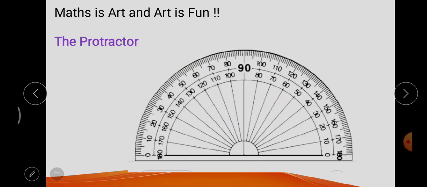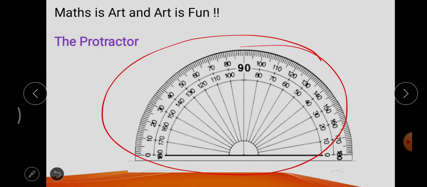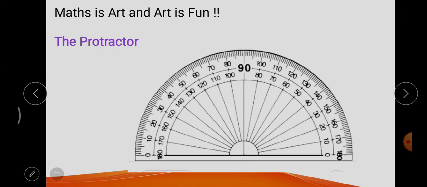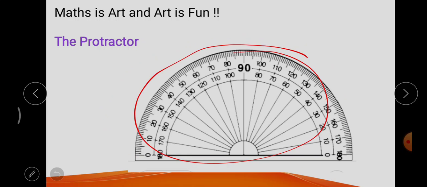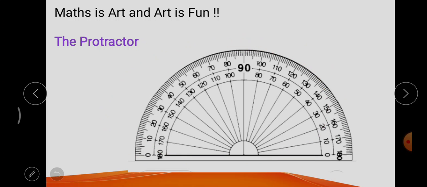Now first of all, let's learn what a protractor is. Now you know this tool very well, you are familiar, right? Because you have a geometry box. So this tool is a protractor. It is an instrument used to measure a given angle or to draw an angle of a given measure, and you can see that it is semicircular in shape. This is half of a circle, that means semicircular.